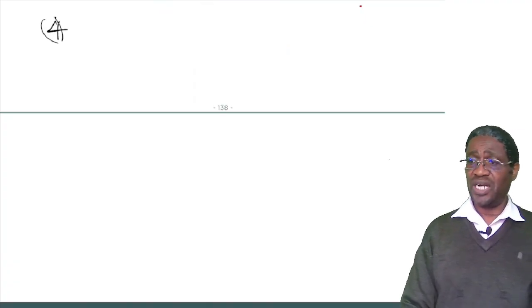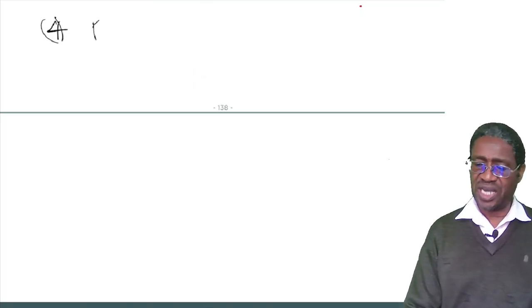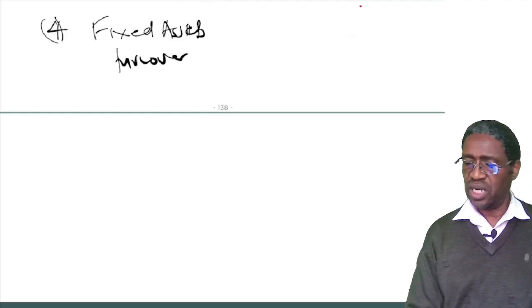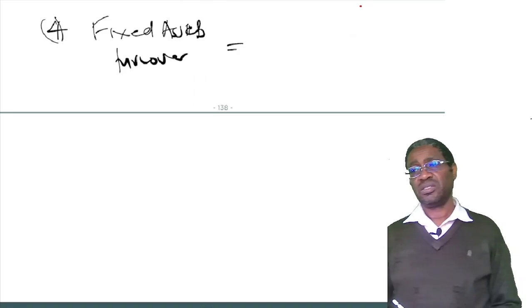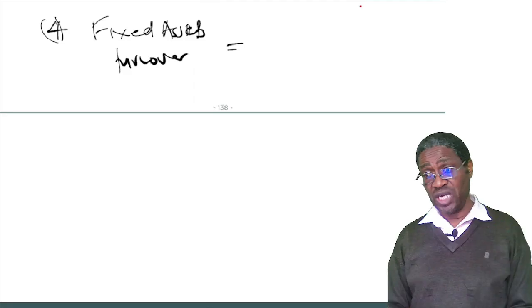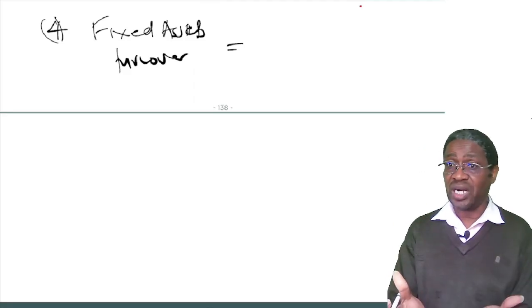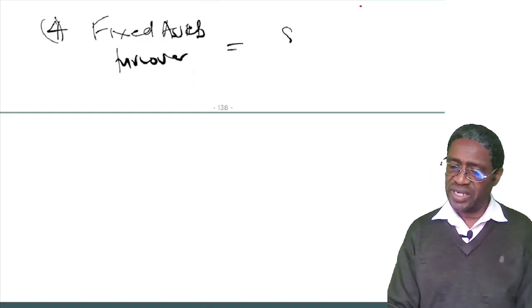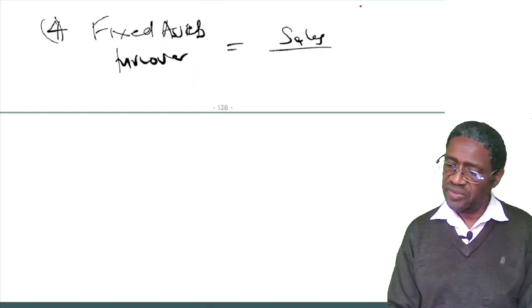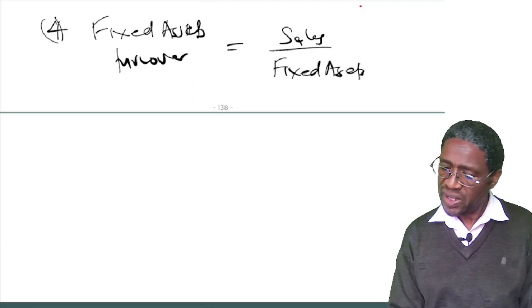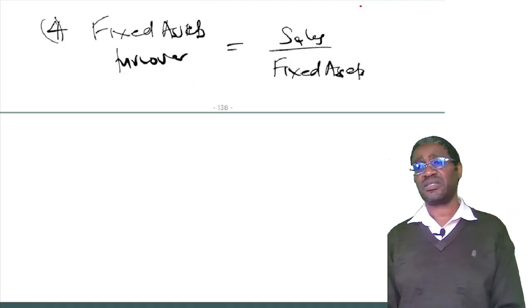The fourth ratio under activity is what we call fixed assets turnover. How do we get it? Fixed assets are also called non-current assets. Okay, I know you know that. You may be told to calculate the non-current assets turnover or fixed assets turnover. We get it by taking sales divided by fixed assets.